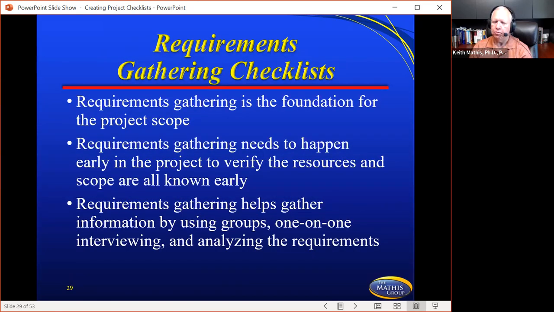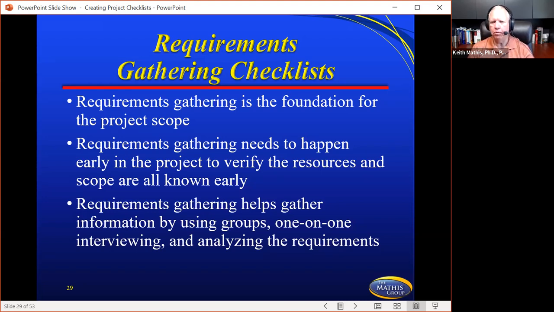Requirements gathering checklist. Maybe you've never used one for that, but it can absolutely be a great help. Requirements gathering is the foundation for the project scope. It needs to happen early in the project to verify the resources and scope are all known early. It helps gather information by using groups, one-on-one interviewing, analyzing the requirements. Now, maybe your project is a very small project, and you're only having to talk to one or two people. It's a very family-oriented kind of organization.